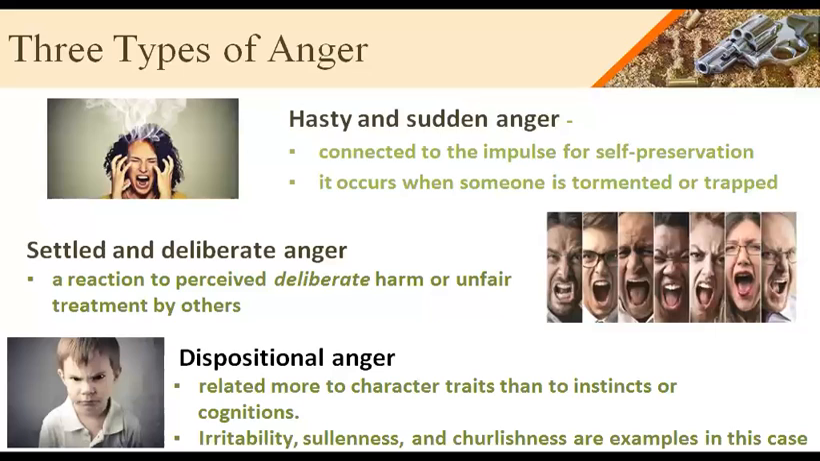Now, the third type of anger is dispositional anger. What happens in the case of dispositional anger? This anger is very similar to mood, or you can call it mood swings, and it is a personality trait or a character trait, an overall tendency to see things in a positive or negative way. So the three types of anger are: the first one, hasty and sudden anger; the second one, settled and deliberate anger; the third one, dispositional anger.